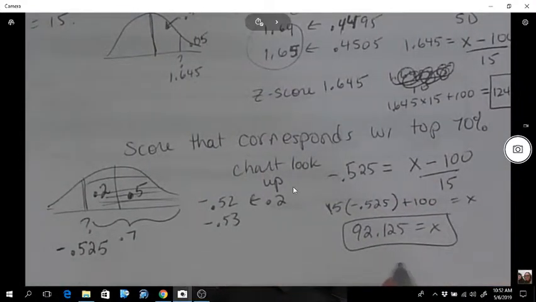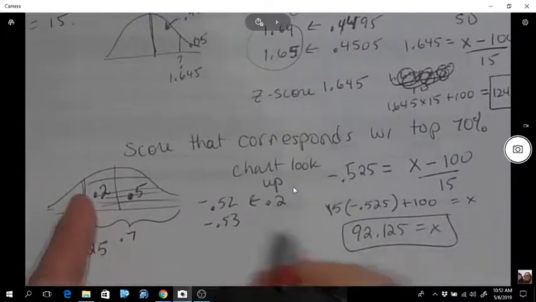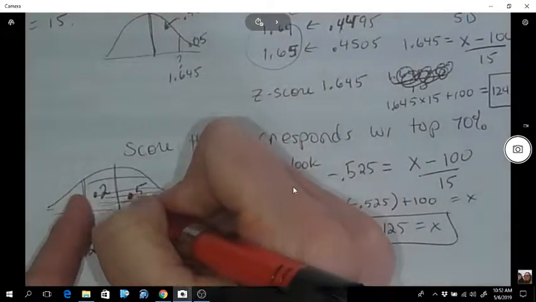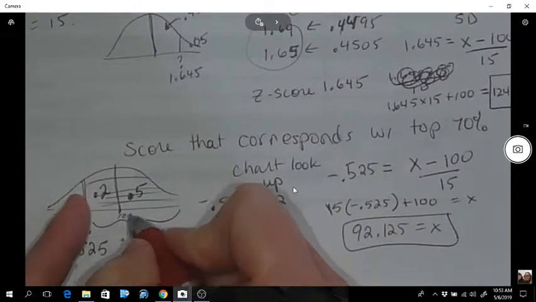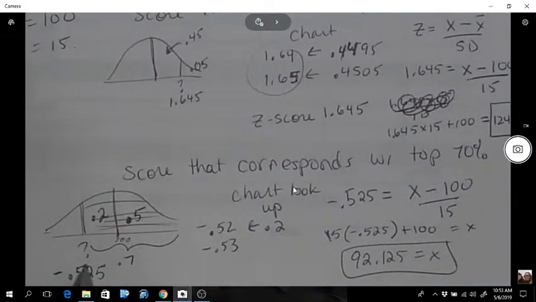Okay, and you knew you scored under 100 because you were below the mean, right? Because this line right here is your mean, which is 100. Okay, so you're down there scoring a 92.